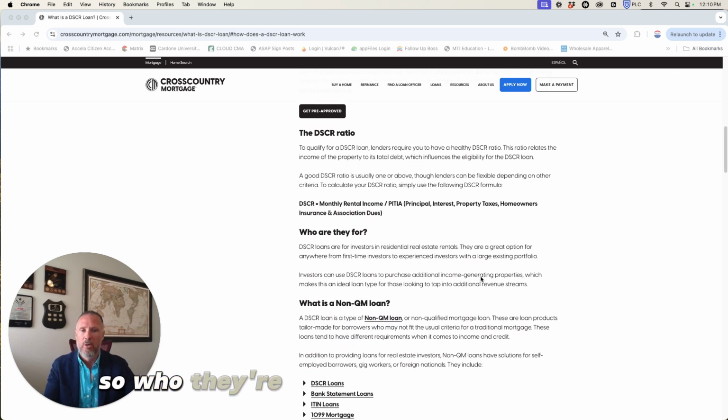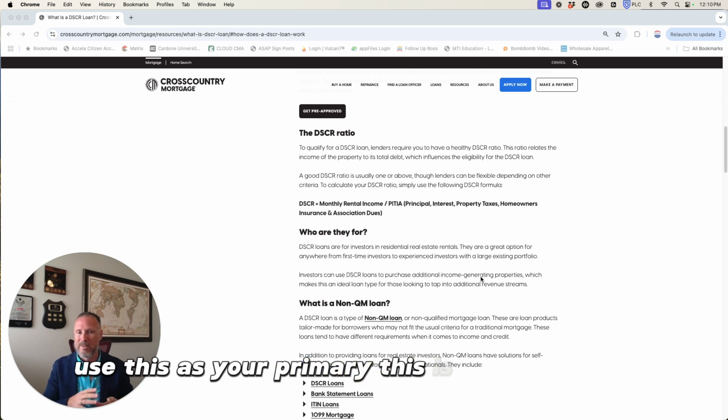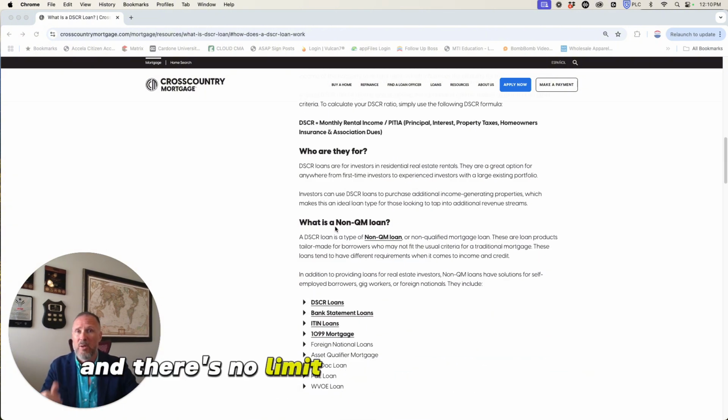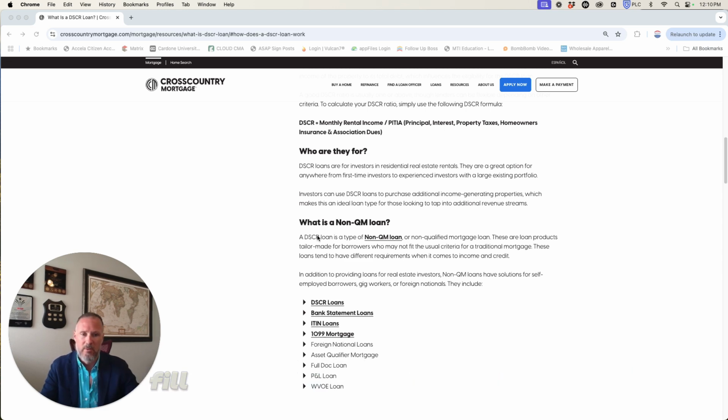Okay, so who are they for and who are they not for? Well, these are for real estate investors. This is not for principal residences. So if you're looking to use this as your primary, this is not the loan for you. This is strictly for real estate investors. Single units, duplexes, apartment buildings. You can do all types of stuff with these loans, and there's no limit to how many of them you can have. So if you want to have 30 individual DSCR loans, fill your boots.